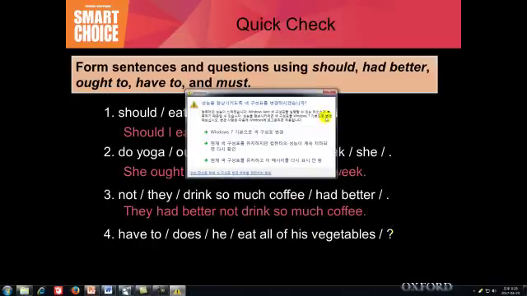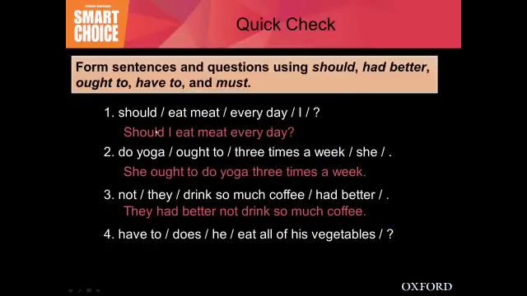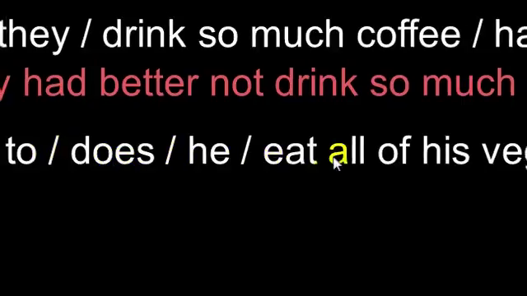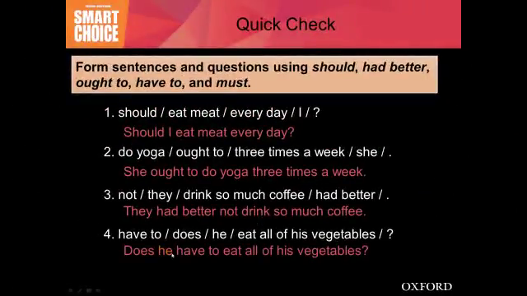Last one here, another question. We're probably going to start it with one of our modals. So where's our modal here? We don't have a modal here, so we're going to have to use a question word. Have to, does he eat all his vegetables? I'm going to start with does this time. Does he have to eat all of his vegetables? Yes, he does, if he wants to stay healthy and be in good shape, and have a nice healthy body.